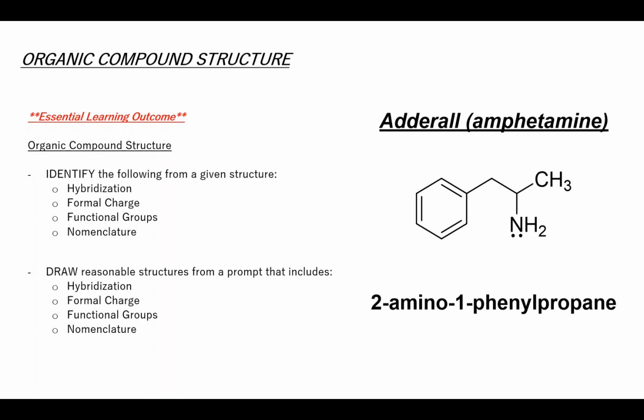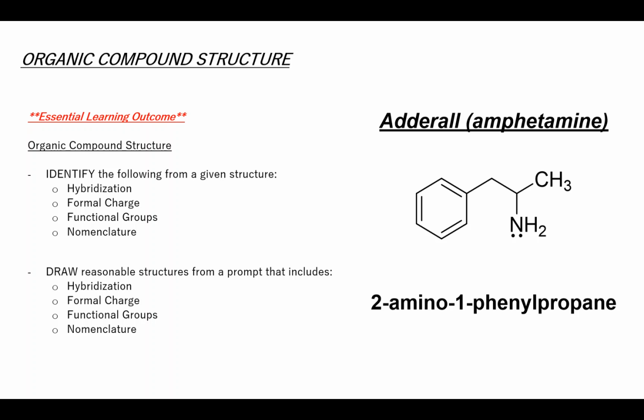And so the way that we can understand organic structure is going to be broken down into basically four things. We're going to look at hybridization, formal charge, functional groups, and nomenclature. And so when we look at a structure, we're going to want to know what we call it, like that's nomenclature, right? And so the example here is Adderall.